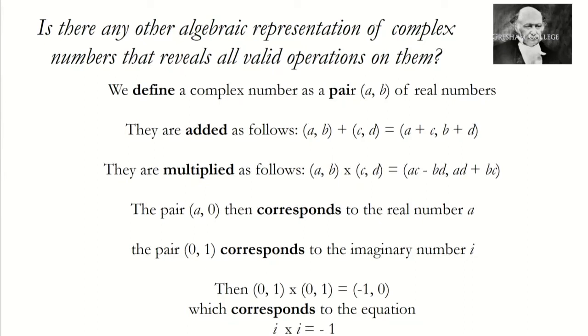But let's look and see what happens. If a number with 0 in the second entry can be thought of just as the real number A, let's see what happens when we use this way of multiplying two things together for the pair (0, 1). So let's look at (0, 1) multiplied by (0, 1). Well, there's 0 in the first entries, so the A and C are 0. So that term is 0. And you have B and D are both 1, and it's minus BD, so it's minus 1.